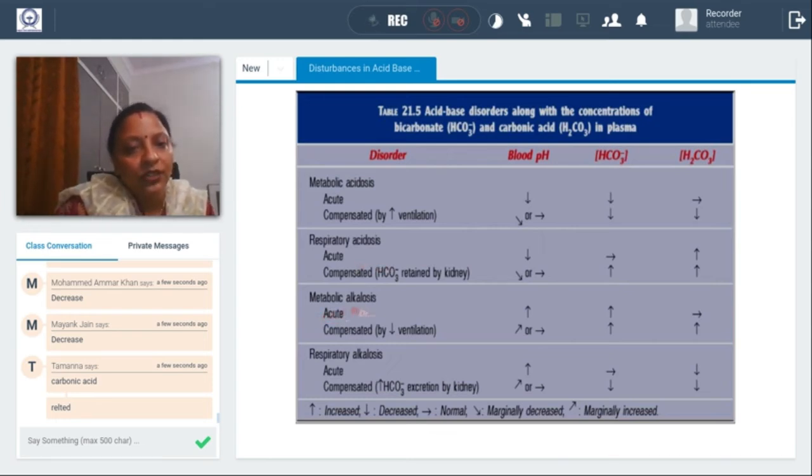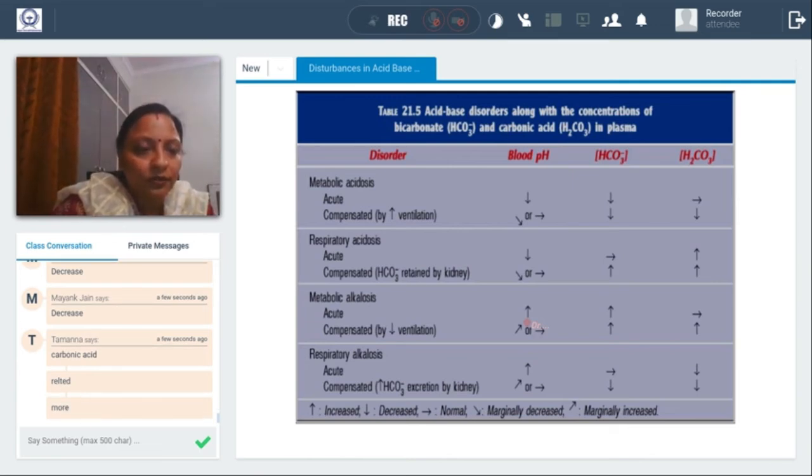Again, in the case of metabolic alkalosis, you can see here in the acute condition, does pH get increased or decreased? Please write in the box.